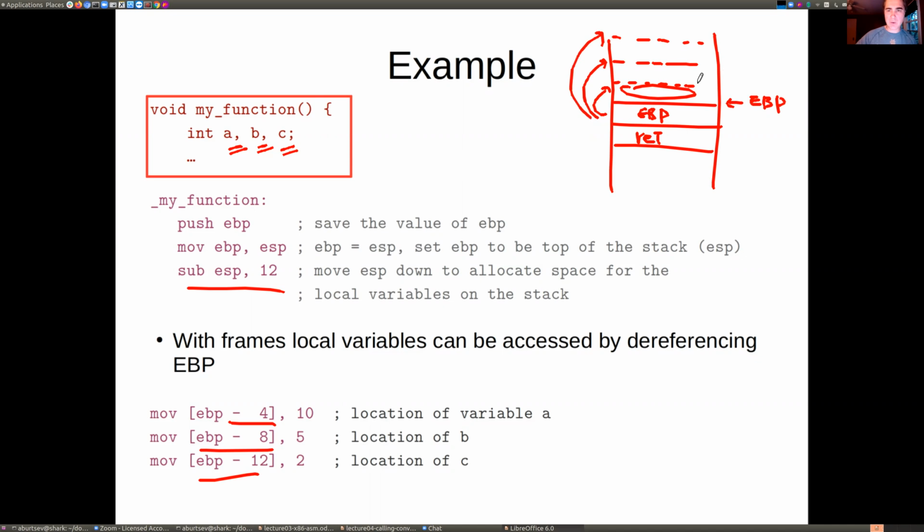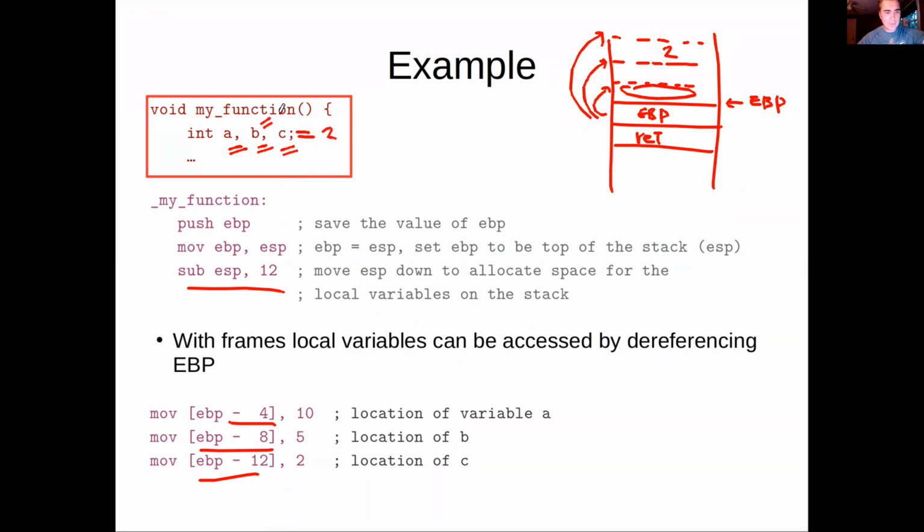So this is where you have, I don't know, we didn't initialize them, but okay, this is the code which actually initializes them. So essentially, this is the code which says C is equal to 2, B is equal to 5, and A is equal to 10, right? Okay, got it?